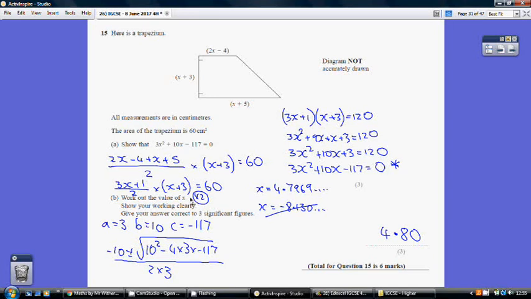Now for part B, we've just got to solve this. So I think using the formula is simplest for this. So a equals 3, b equals 10, c equals minus 117. And then popping it into the formula, and bearing in mind we only want the one positive value, as x is a length, x has got to be positive. We get this value from our calculator, we reject the minus 8.130. And then this is the x value that we're using, so to 3 significant figures, that's going to be 4.80.